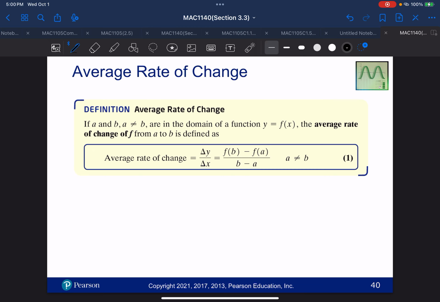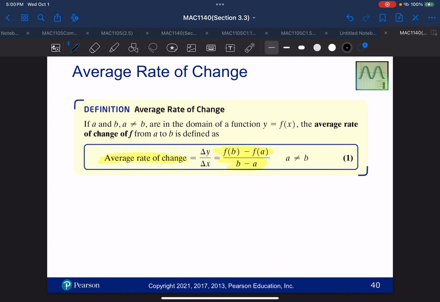Okay. So finally, we're going to talk about this average rate of change formula. And remember, we already kind of talked about a very similar formula, which was the difference quotient. And I told you that that was the same thing as the average rate of change. So this is really the same formula, just kind of written differently.